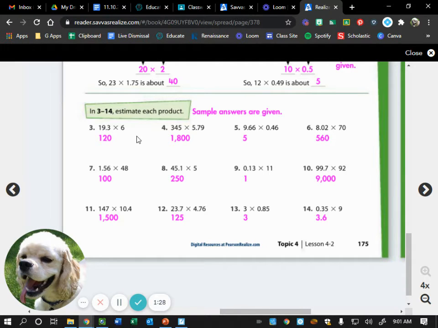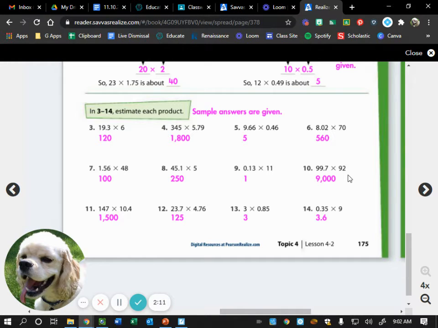Okay. Then we had number 10. So number 10, same thing. We round. So 99.7, I think most of us rounded to 100. 92, I think a lot of you rounded to 90. So if we have 100 times 90, that would get us 9,000. Are there questions on number 10? Zoe? Okay, so next time you just want to make sure you're rounding both numbers, okay?